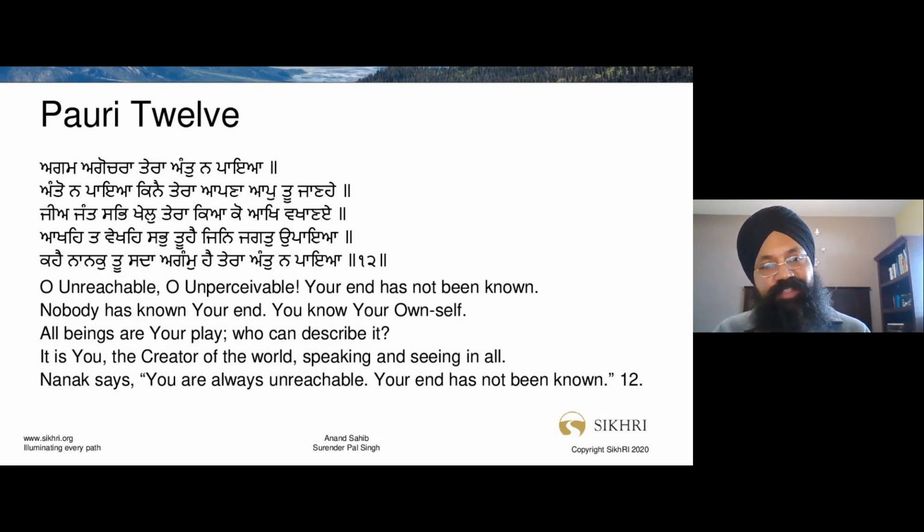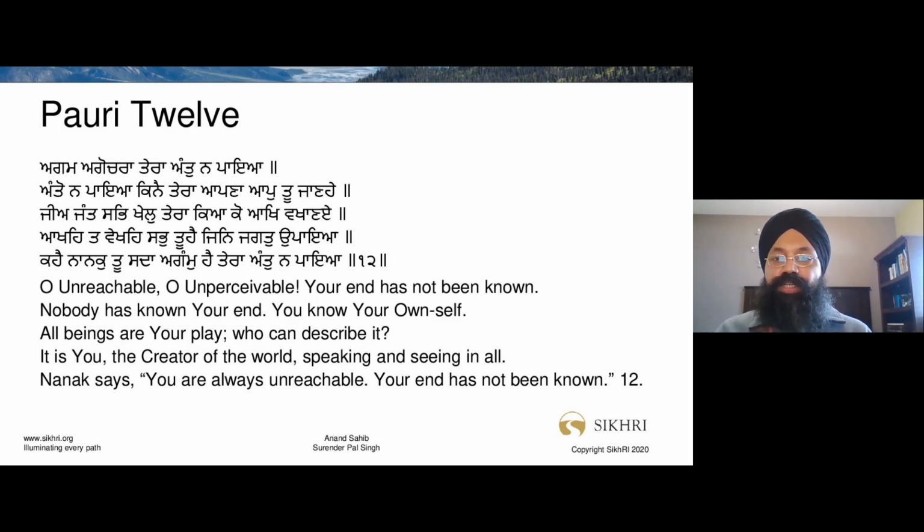The second line repeats the idea and emphasizes it. Antona paya kine tera, apna aap tu jaane. Nobody has ever been able to know your limits. Apna aap tu jaane. It's only you yourself. Apna aap, your own. Extent is the right word here: your own self, your own extent, nobody else knows.